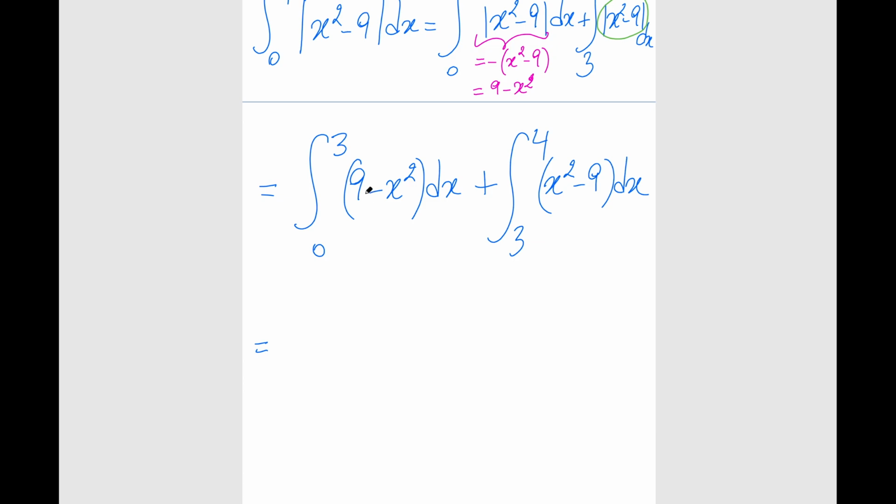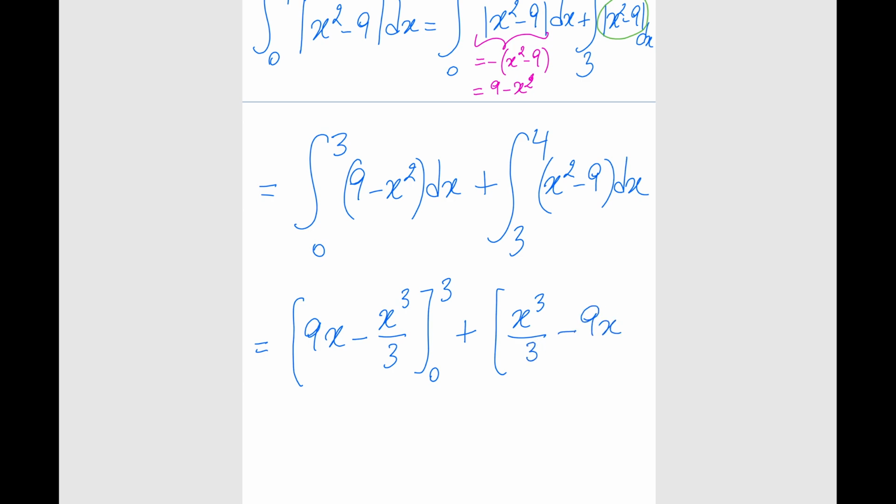We can split, because this is an integral of a difference. Or I can think about this whole thing as a function, and I want to try to find an antiderivative of it, a primitive function. What's a primitive function for 9 minus x squared? Can't you think about the primitive of 9, which is 9x, minus the primitive of x squared, which is x cubed over 3? Correct? If you don't want to do it this way, you can split. And this is between the bounds 0 and 3, plus same thing here. The primitive of x squared minus 9 is x cubed over 3 minus 9x. And this is between 3 and 4, right? Makes sense?